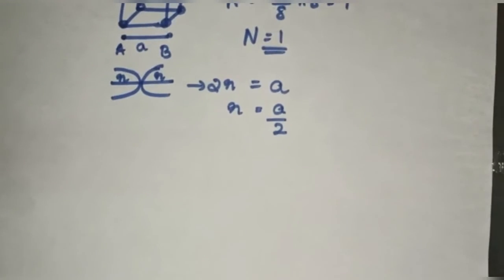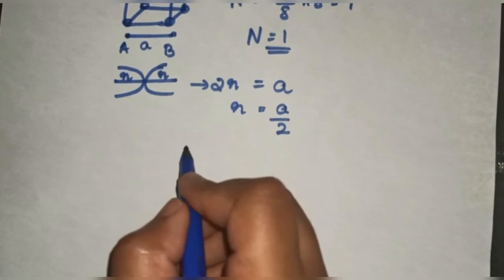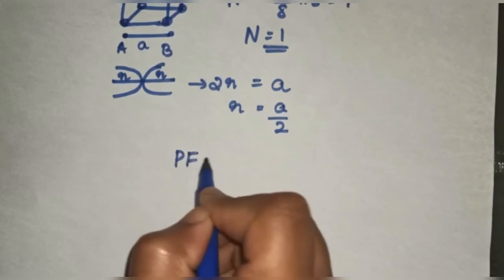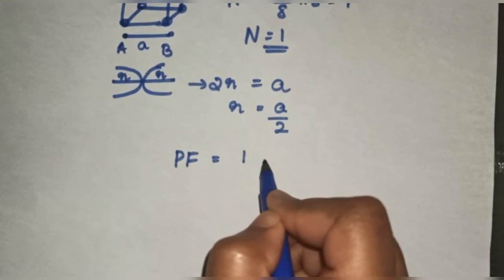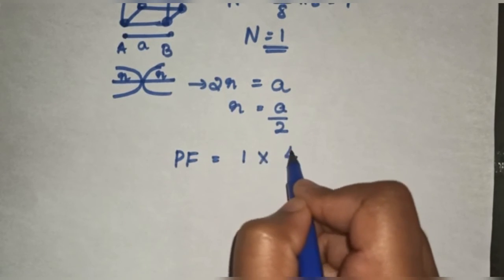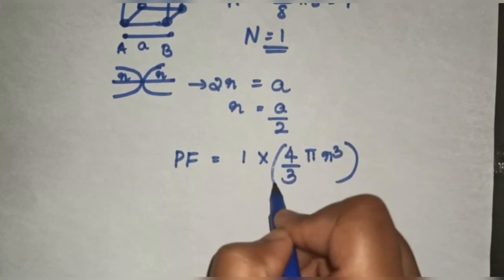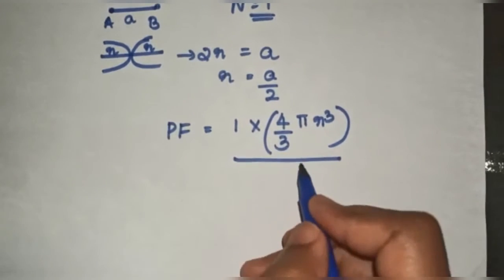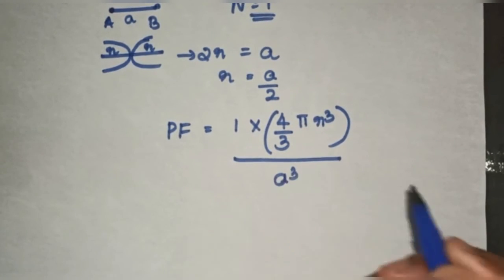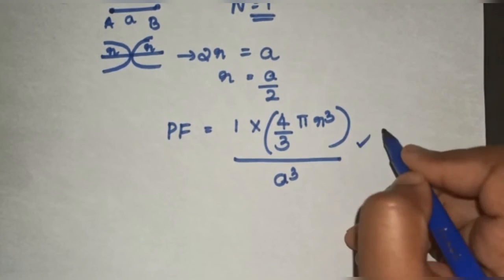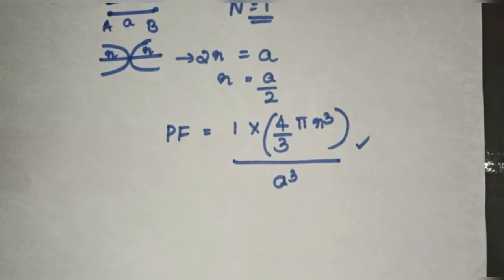So now the packing fraction for this will be 1, as the number of particles, into 4 by 3 pi r cube by a cube. When you simplify this, you get the packing fraction of simple cubic cell.